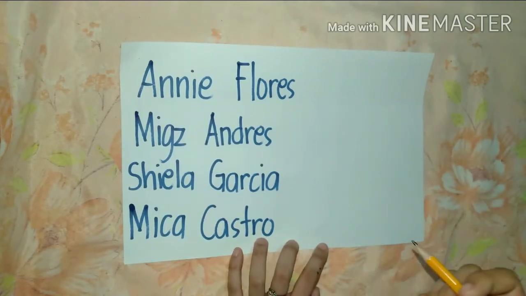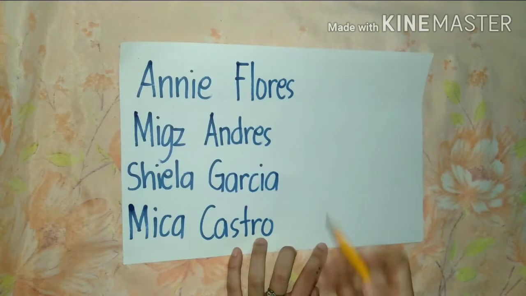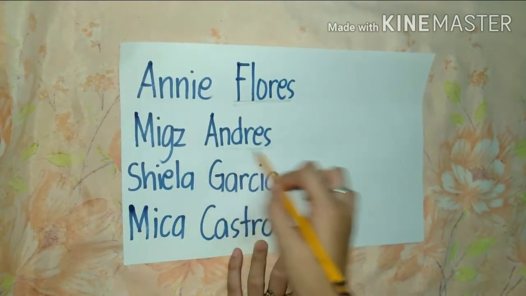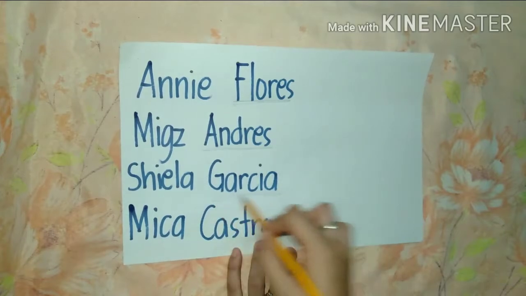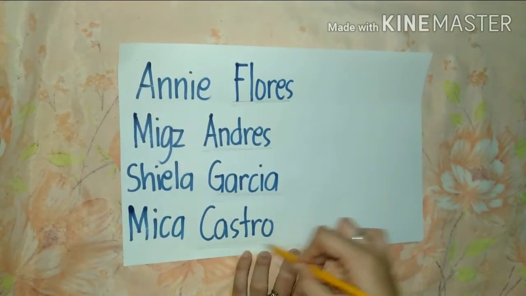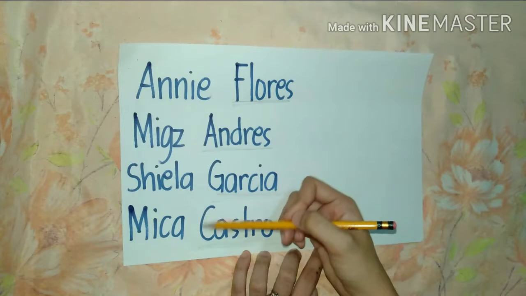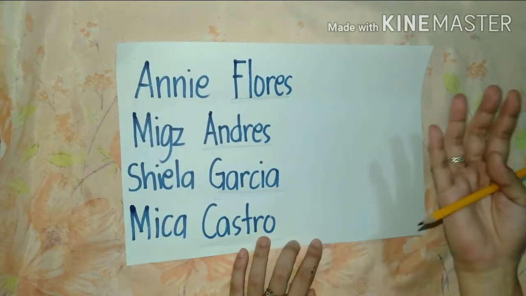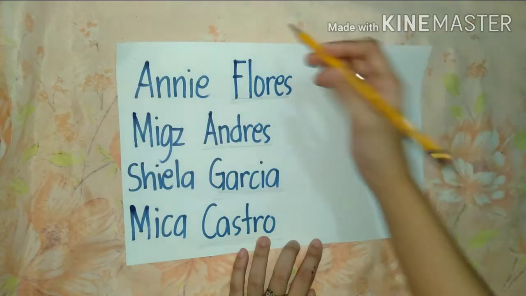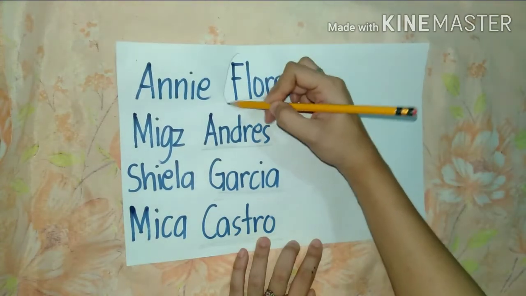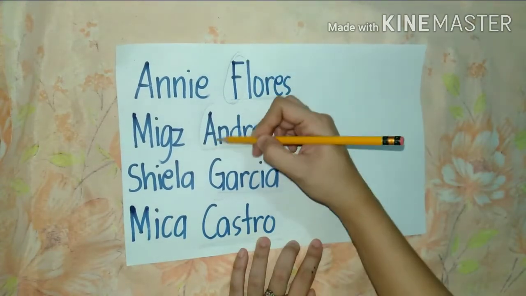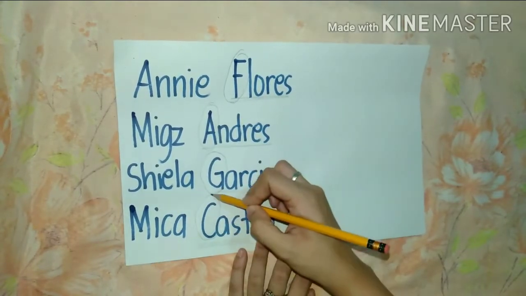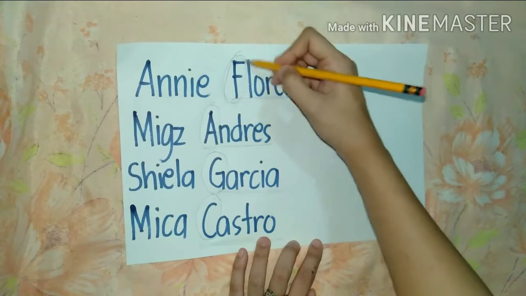Since we are talking about last names, we will be focusing here, because these are the last names of these people. Because these are their last names. So, I will be circling the first letter of each last name.